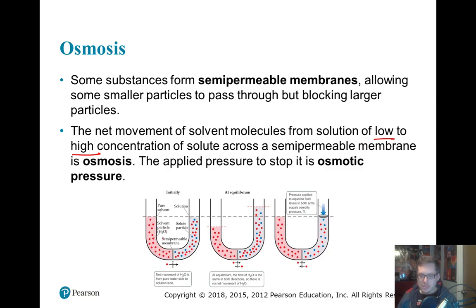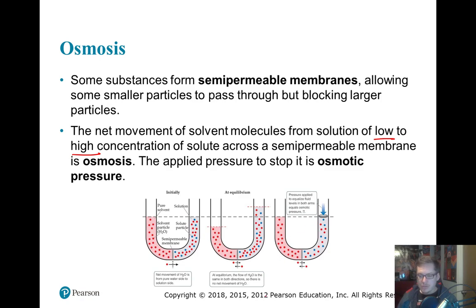Because this side has very, very low concentration of solute, and this has very, very high concentration of solute, the water is going to flow from the left to the right. And so we end up with this lopsidedness. This is where we initially started, and then we allowed transition to occur, and so we reach equilibrium. Once it's reached equilibrium, we can measure the osmotic pressure by pushing down on one side and measuring how much pressure it took.